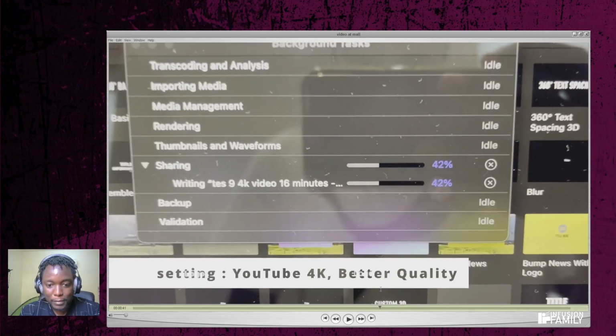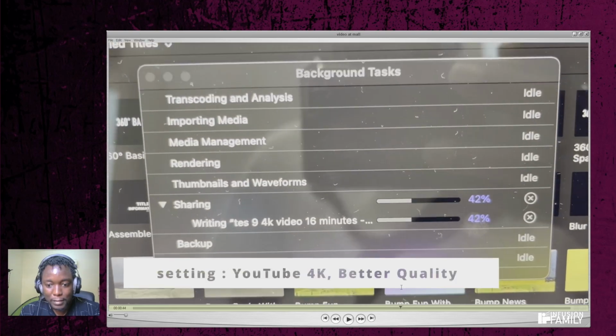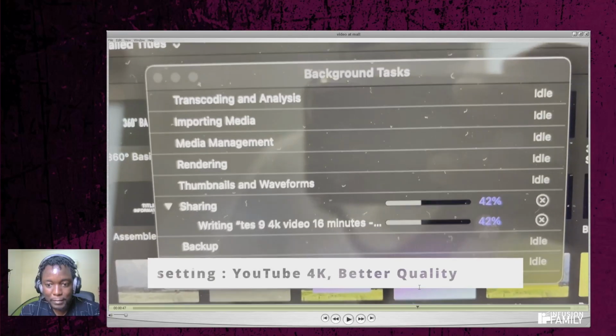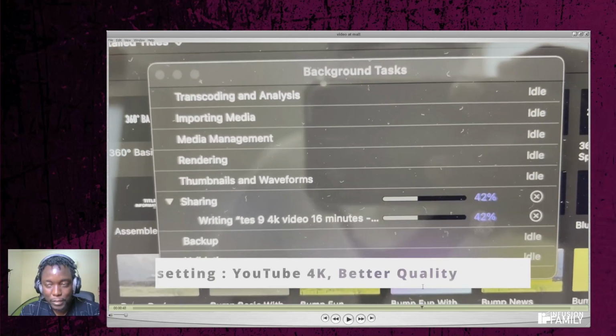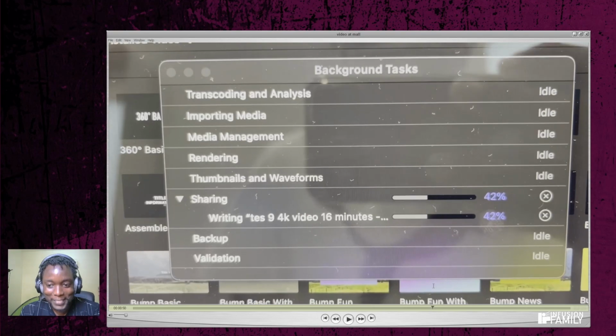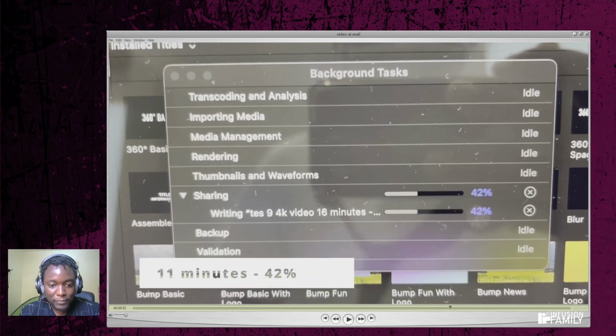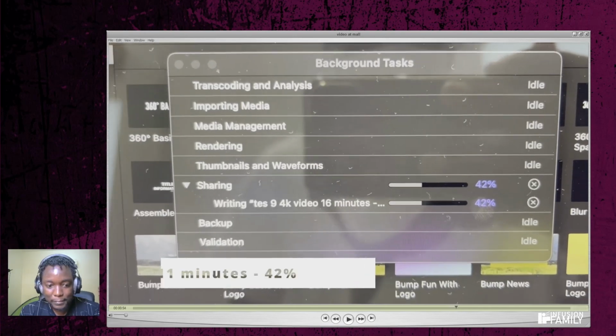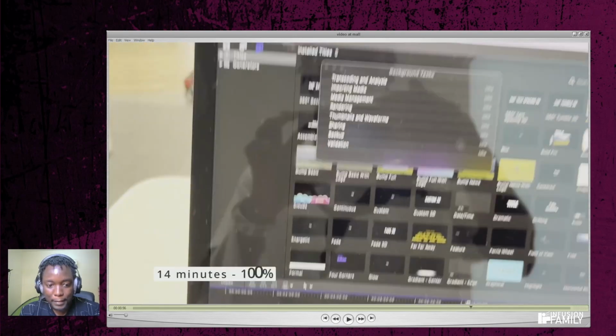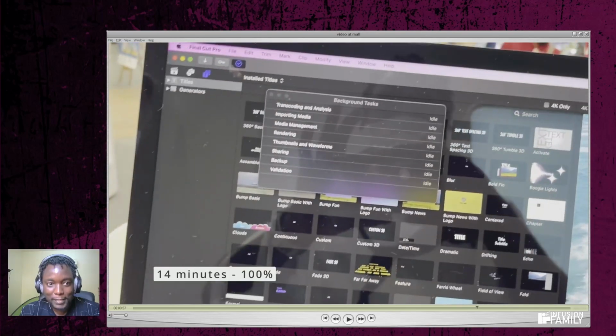The setting is 4K, YouTube 4K, and better quality. So it's the same setting that I did in my Resolve that I'm doing here in Final Cut Pro. Final Cut Pro? Really? I'm thinking about music here. So 11 minutes in, 42%. All right, and it took 14 minutes to render the video. 14 minutes to render this, the same 16 minute clip that I showed you for my computer.